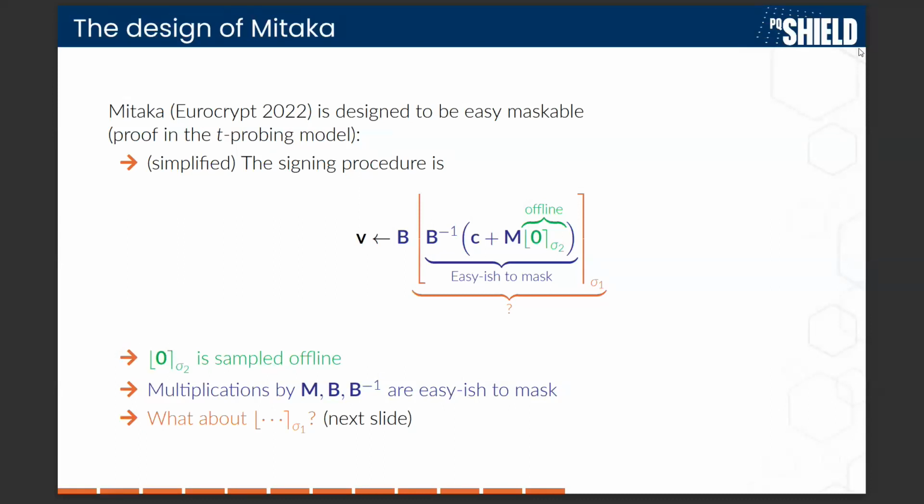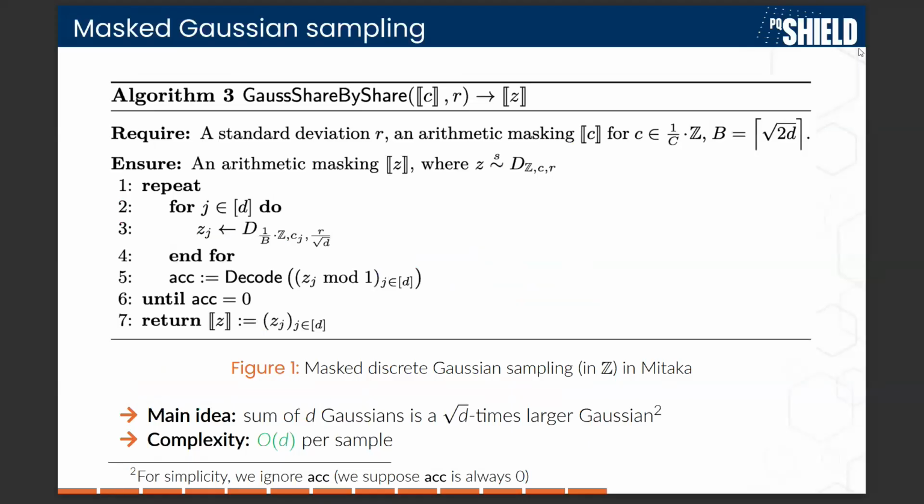So we get this real valued coefficient vector, and then we need to do randomized rounding of each entry. And so how do we mask that? That's the hard part about masking this.